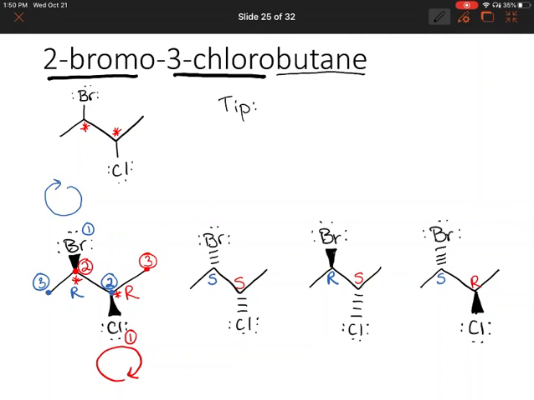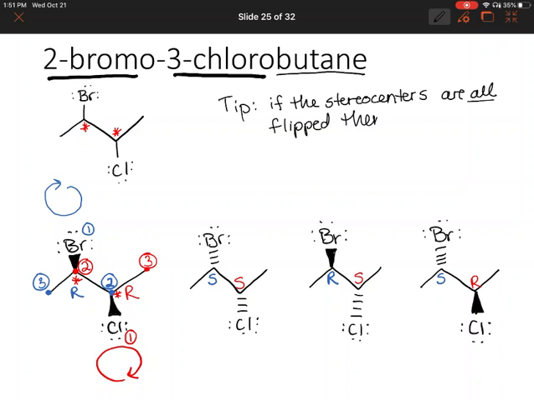So, tip. If the stereocenters are all flipped, so when we're comparing two molecules, if all of the stereocenters are different, then the molecules are enantiomers. Now, if some of the stereocenters are flipped, but not all of them, then the molecules are diastereomers.